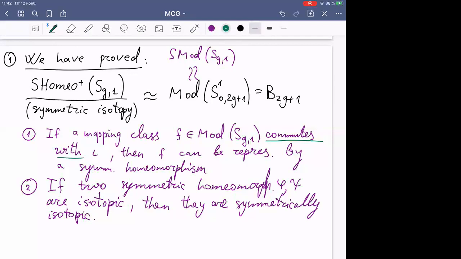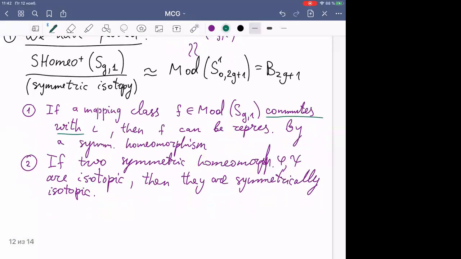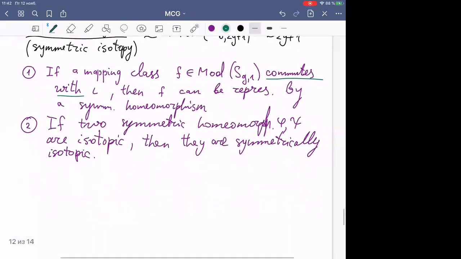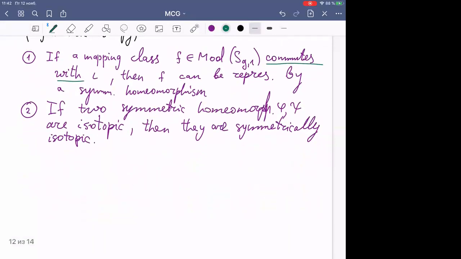So to understand this properly, we would like to know what it means that a mapping class commutes with iota on the level of mapping classes. Actually, to understand iota as a mapping class, we should extend the mapping class group.